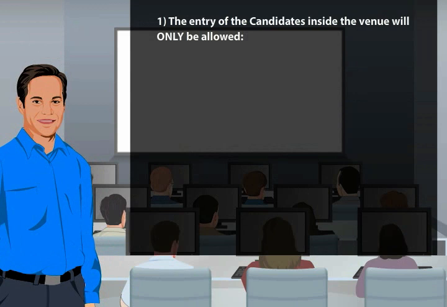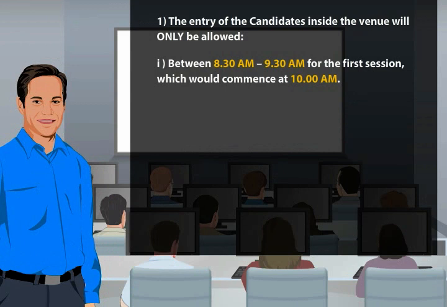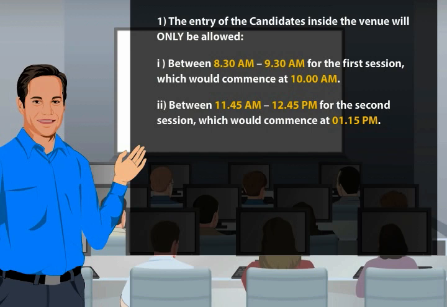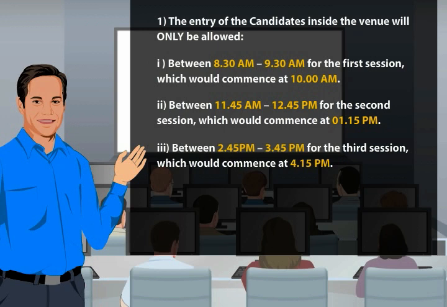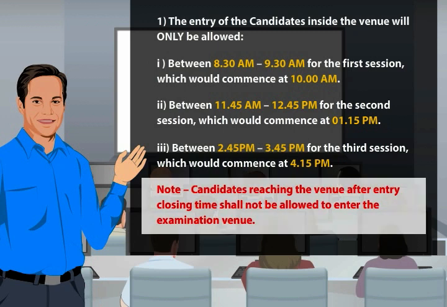The entry of the candidates inside the venue will only be allowed between 8:30 a.m. to 9:30 a.m. for the first session, which would commence at 10 a.m. Between 11:45 a.m. to 12:45 p.m. for the second session, which would commence at 1:15 p.m. Between 2:45 p.m. to 3:45 p.m. for the third session, which would commence at 4:15 p.m. Note: candidates reaching the venue after entry closing time shall not be allowed to enter the examination venue.